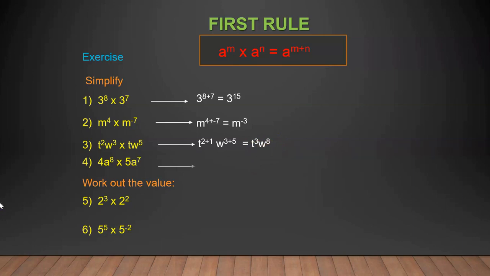For number 4, you have numbers and letters. So you're going to be multiplying the 4 times 5, and then 8 to the 8 times 8 to the 7th. So you have 20 times 8 to the 15th.